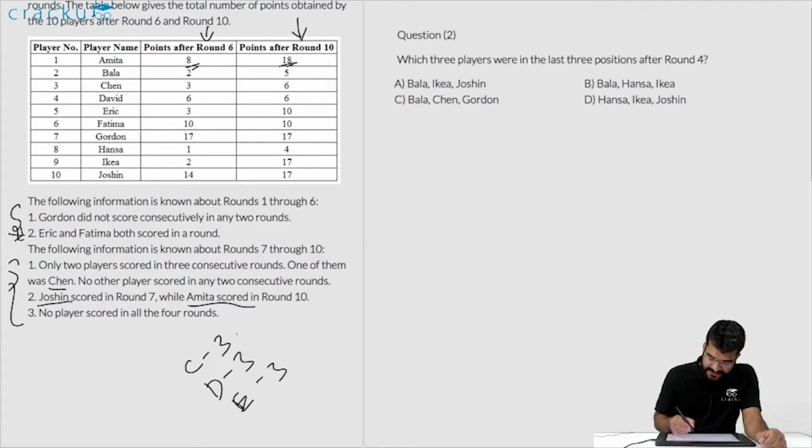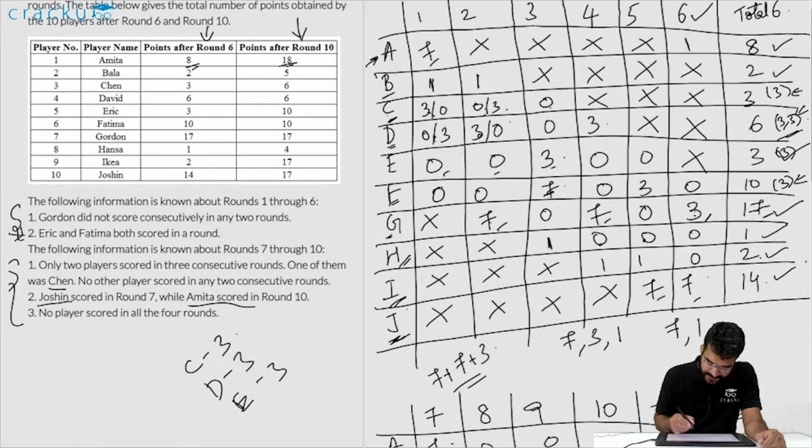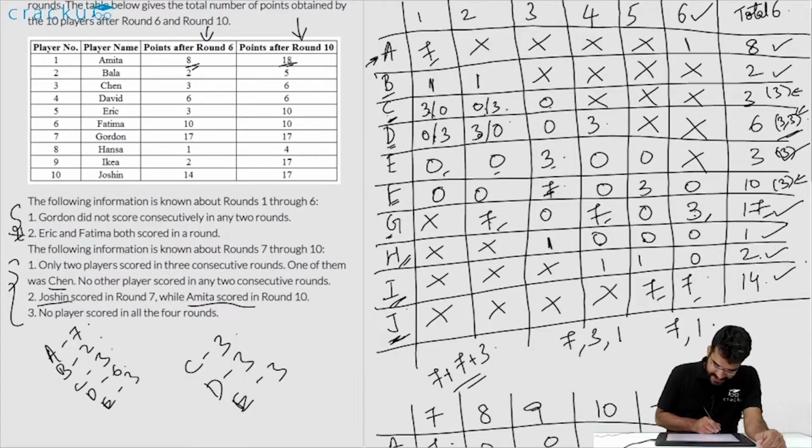Now let us look at the next question. Which 3 players were in the last 3 positions after round 4? So this is quite interesting, because we have to calculate the cumulative scores of all the players after the first 4 rounds. So let us do that fast. The total for A is 7. The total for B is 2. For C it will be 3. For D it will be 6. For E it will be 3.